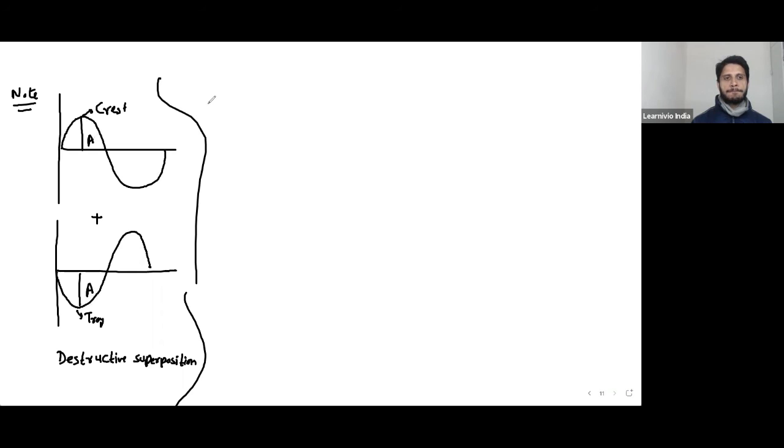But you have to decide these types of superpositions from path difference. If the path difference between two waves is lambda by 2, then they will have this type of geometry. The path difference of lambda by 2 will result in destructive superposition.